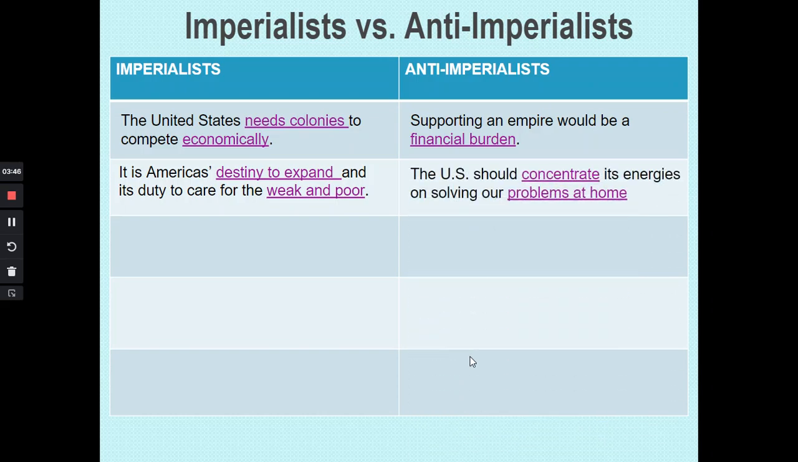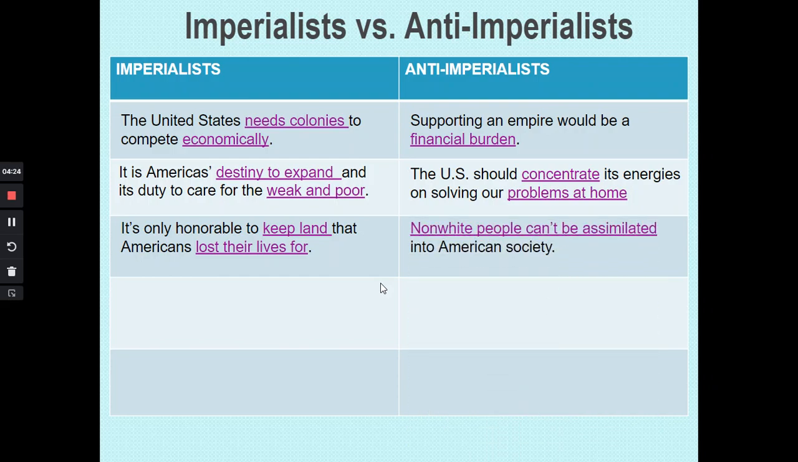Anti-imperialists, though, said that instead of expanding and trying to get more land, we need to concentrate on solving problems here at home. Now, honestly, you can hear that debate today in people talking about things going on in the news. Imperialists said it's only honorable to keep land that Americans lost their lives for. So, in other words, America fought for it, soldiers bled and died. Why give that land back? Let's keep it.